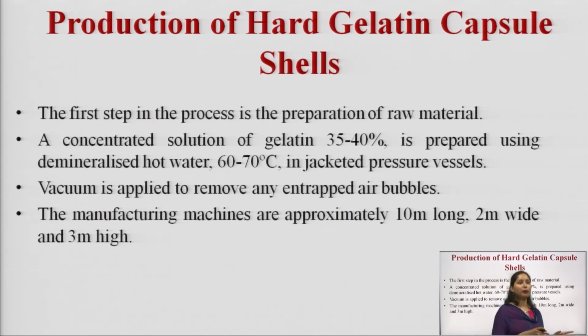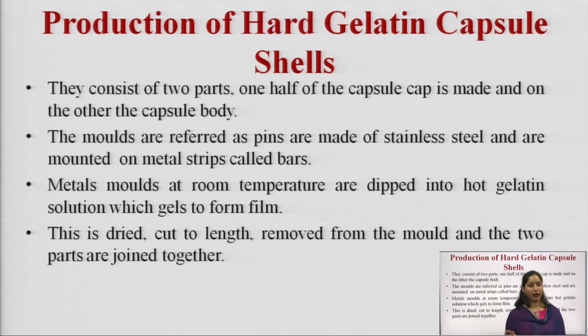Then the vacuum is applied to deaerate, that is, to remove any entrapped air bubbles. The manufacturing machines are approximately 10 meters long, 2 meters wide and 3 meters high. So, the machine is approximately 10 meters long, 2 meters wide and 3 meters high. So, this is the specification of the manufacturing machine.